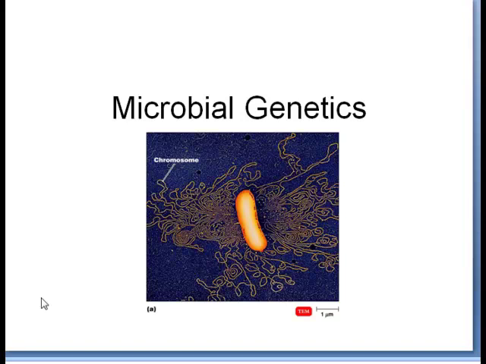Genetics is the science of heredity. It includes the study of what genes are and how they carry information, and how these genes are replicated and passed on from one generation to the next between organisms. Lately, a lot of emphasis is placed on the expression of these genes. So this chapter will talk about microbial genetics.